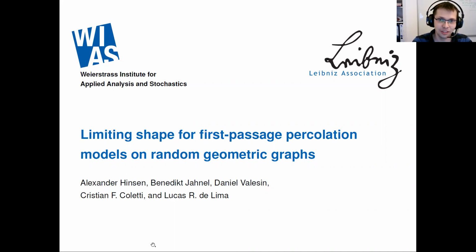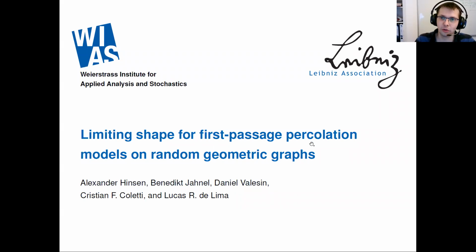I am currently a PhD student at Weierstrass Institute in Berlin, and today I would like to talk to you about the limiting shape for first passage percolation models on random geometric graphs. This is a joint project with my supervisor Benedikt Jahne, also from WIAS, with Daniel Wallesen from Groningen, and with Christian Coletti and his PhD student Lucas de Lima from Sao Paulo.